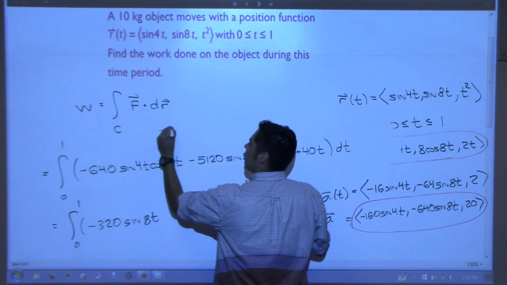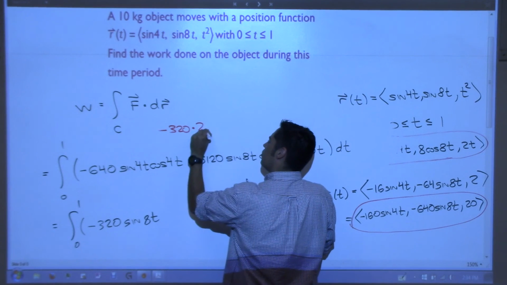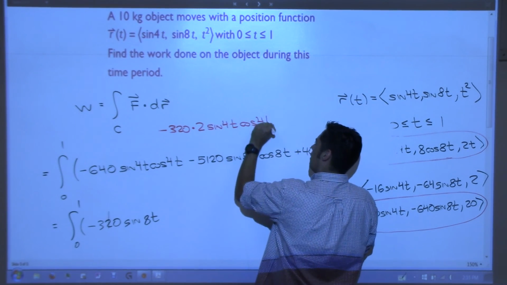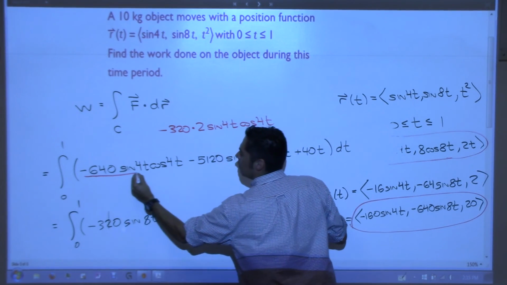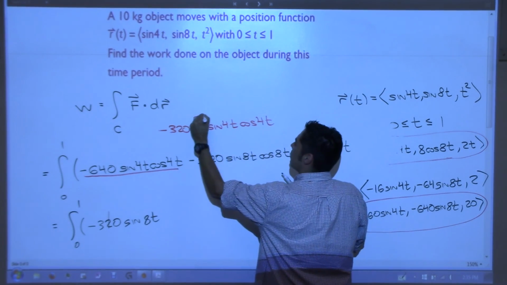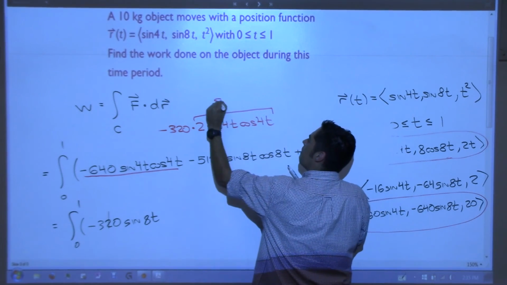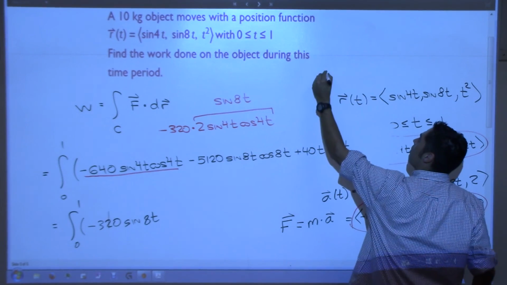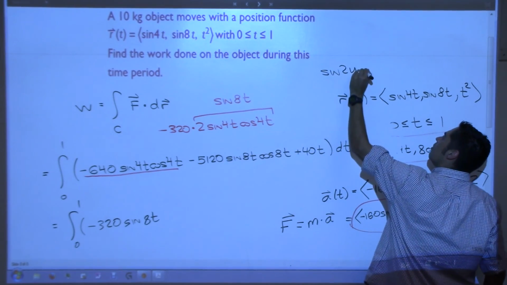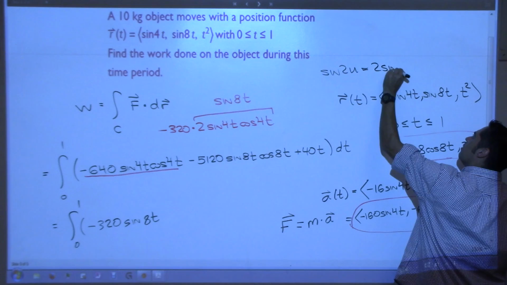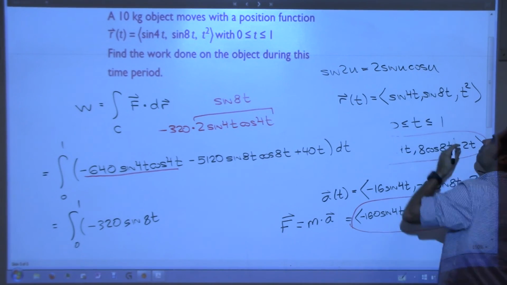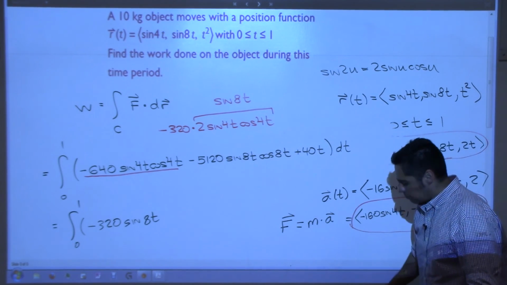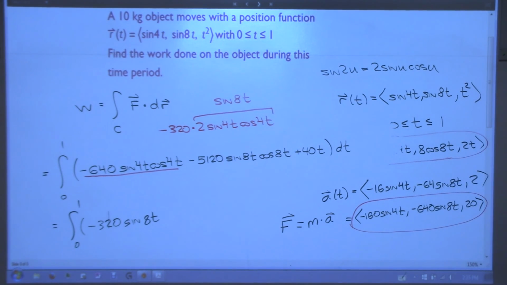Okay, I'm going to have to stop. Negative 320 times 2 sine 4t cosine 4t. That's this right here, right? Nope, not distribute. Then this, using the formula, is sine 8t. So go back and look at your double angle formula. Sine 2u equals 2 sine u cosine u. So that's your double angle formula, but replace that with 8t.